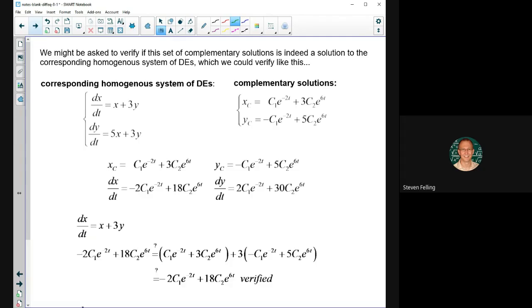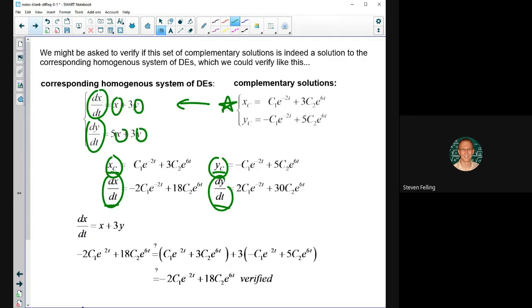Okay, we don't know yet a method for solving for these complementary solutions, but let's say we were given this as a possible solution for this system. We could verify that by taking each of the equations, x and y, and taking its derivative with respect to the independent variable t. Then we can plug x and y and dx/dt and dy/dt into the system in the various places that they appear, and verify that all of the differential equations are true, right?